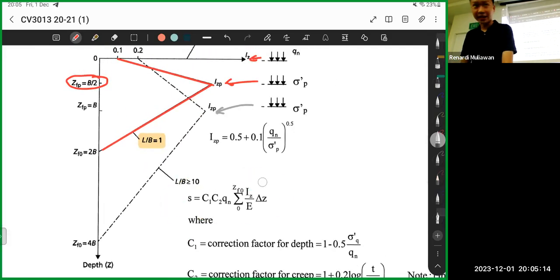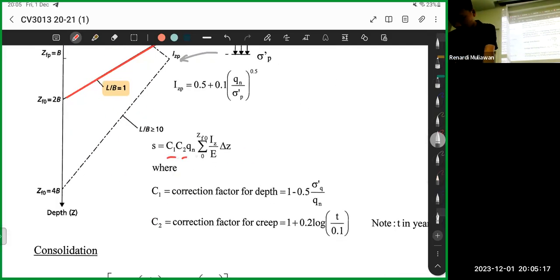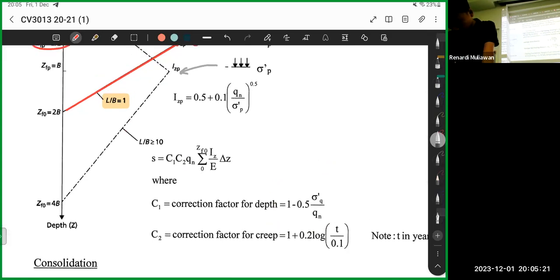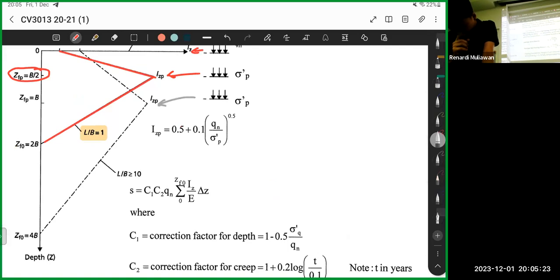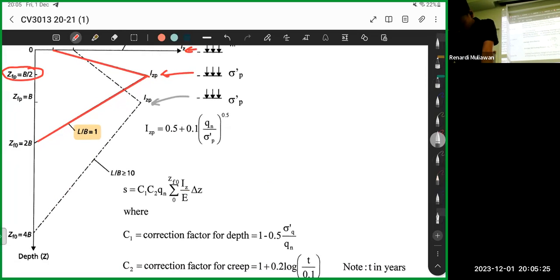So you need to find the settlement, right? So you need C1 and C2. So this one is the definition. Delta Z. Oh, I see. Okay, no wonder they divide even more. Yeah, yeah, I think you need.